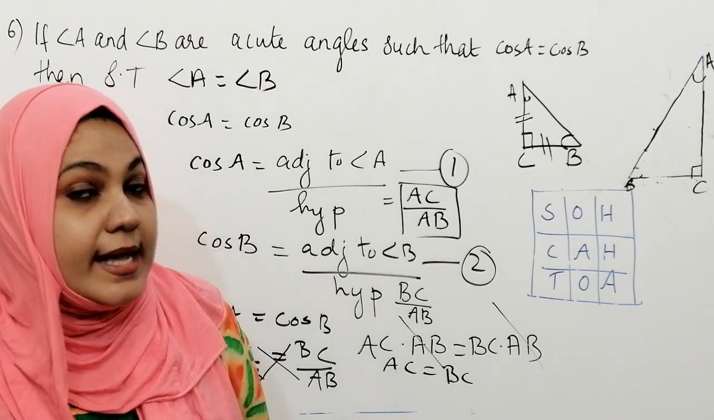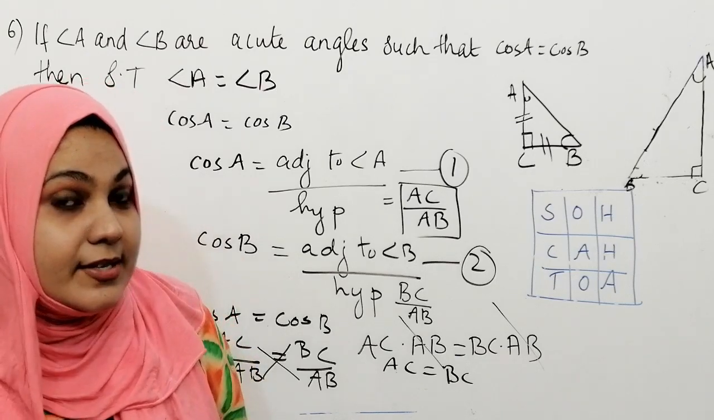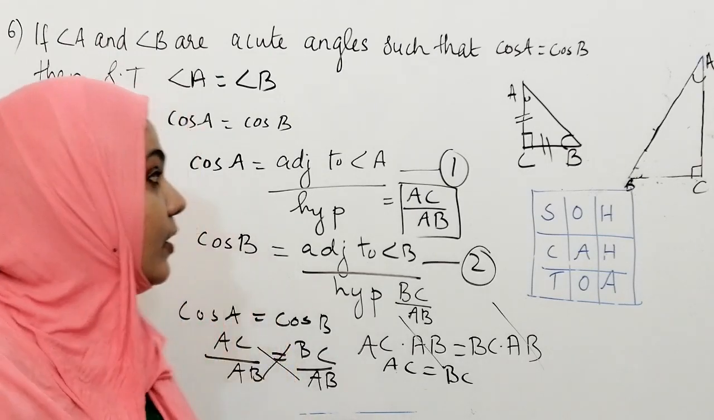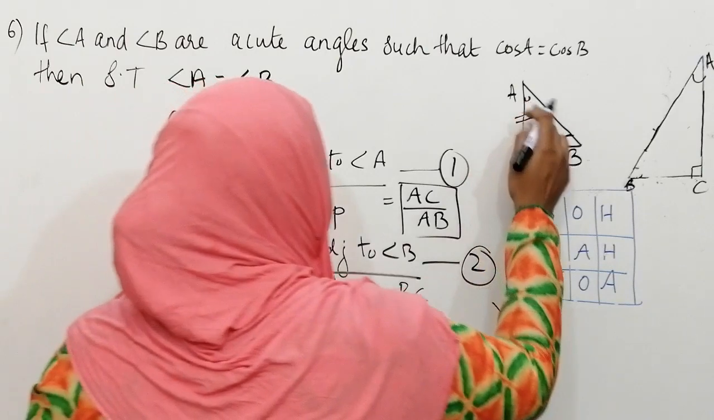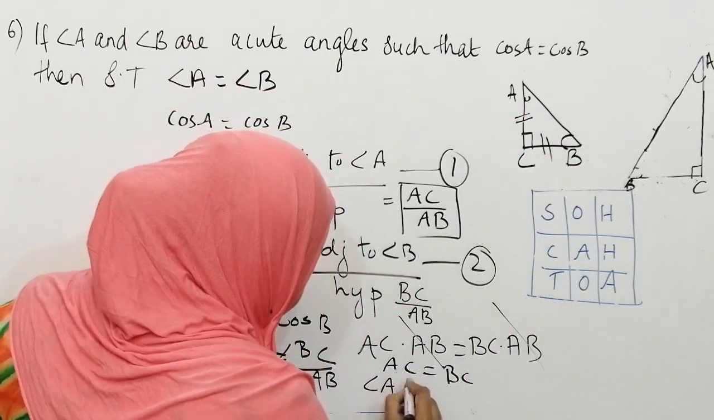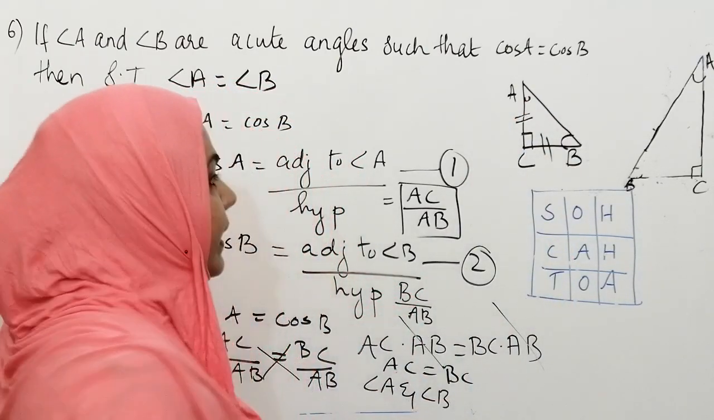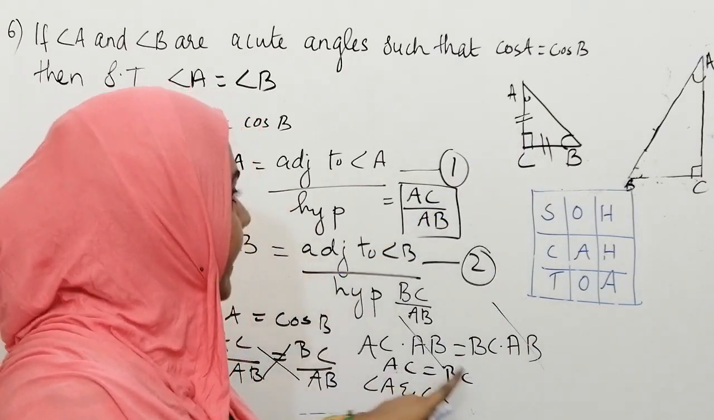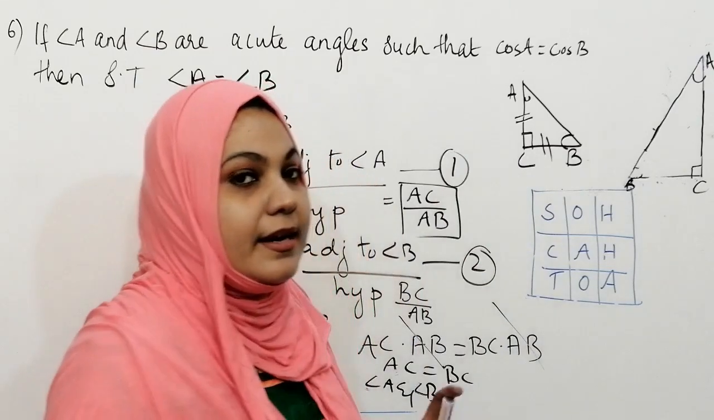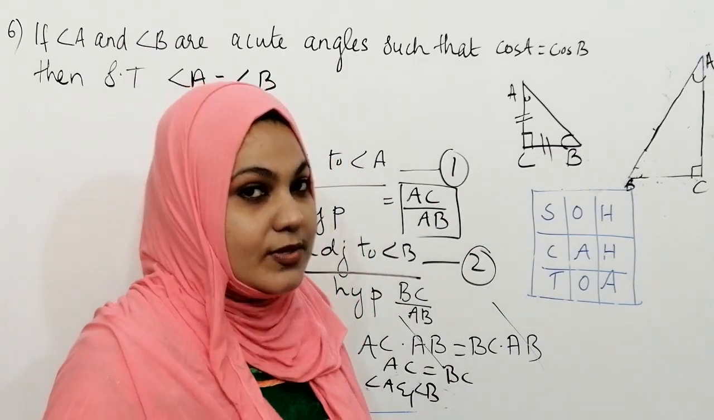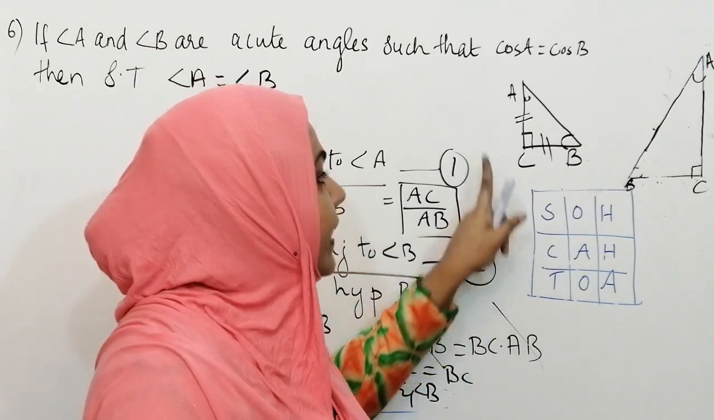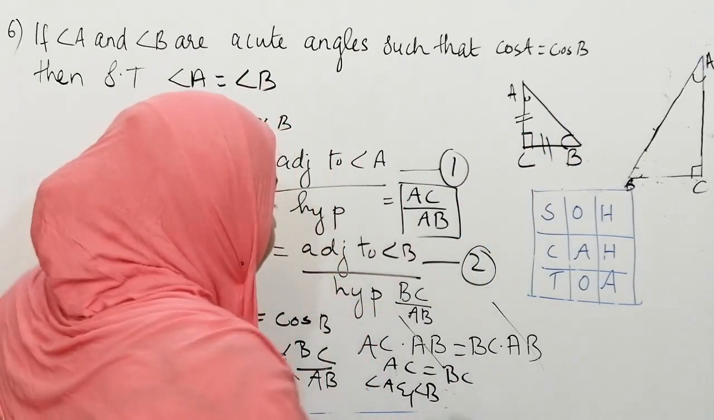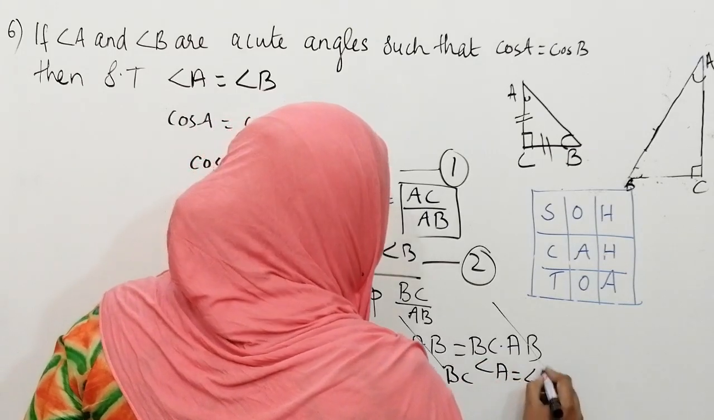You know that according to the isosceles triangle property, what is the isosceles triangle property? Angles opposite to equal sides are always equal. So which are the angles here? Angle A and angle B. Angle A and B are opposite to equal sides. Which are the equal sides here? AC and BC. Angle A and angle B are equal by the isosceles triangle property because angles opposite to equal sides are always equal. So we have proved angle A is equal to angle B.